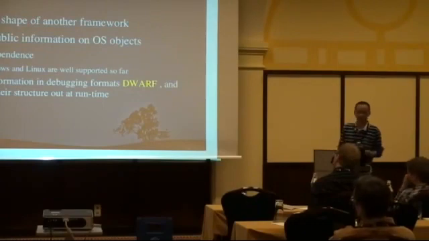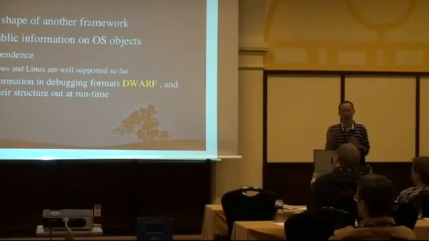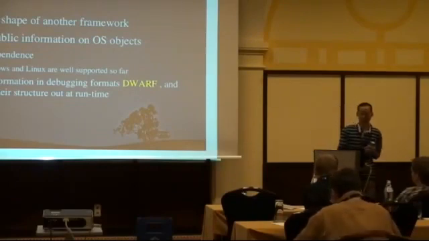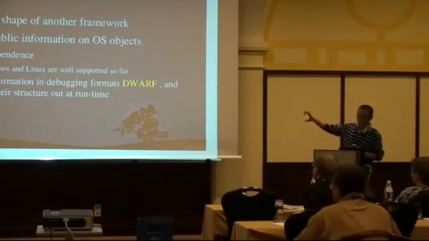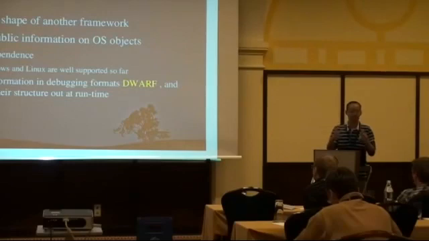So yeah, here I have another framework, a latent framework named libdi. And libdi relies on public information on OS objects. I don't get involved with Microsoft, so I have no internal information about those objects, but I rely on public information. And now we support OS like Windows and Linux. And how to get that information? I build those objects in debugging format, and after that, I extract all that information from the debugging information.